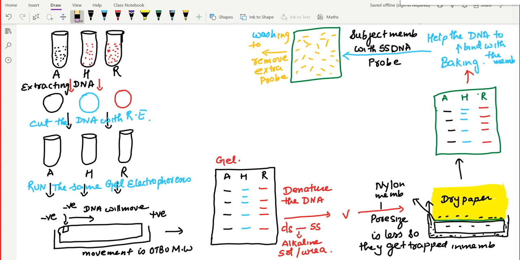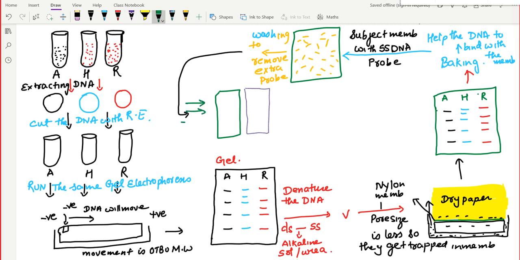It is something we are just drawing for you to understand. The nylon membrane will appear as a simple nylon membrane. Now how are we going to know with which band the probe is going to bind? What we are going to do is subject this nylon membrane to X-ray radiation. This is the nylon membrane which we have. We'll take an X-ray film, put the X-ray film on it, and give X-ray radiation.